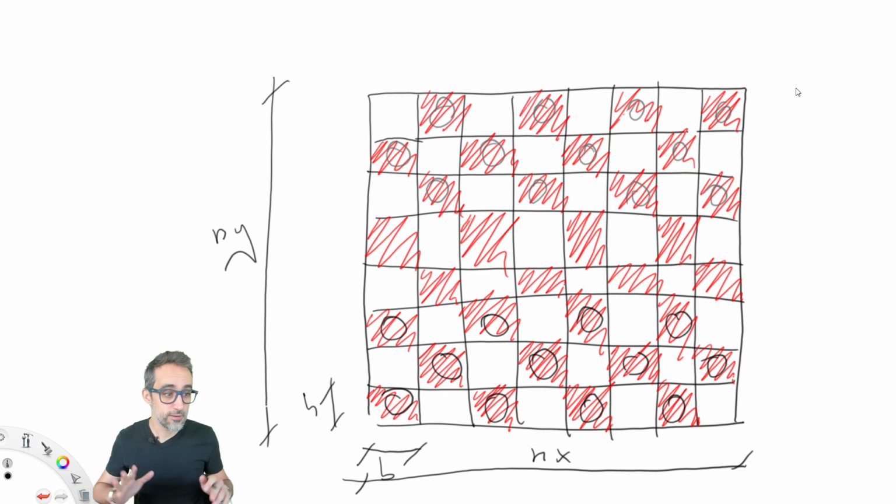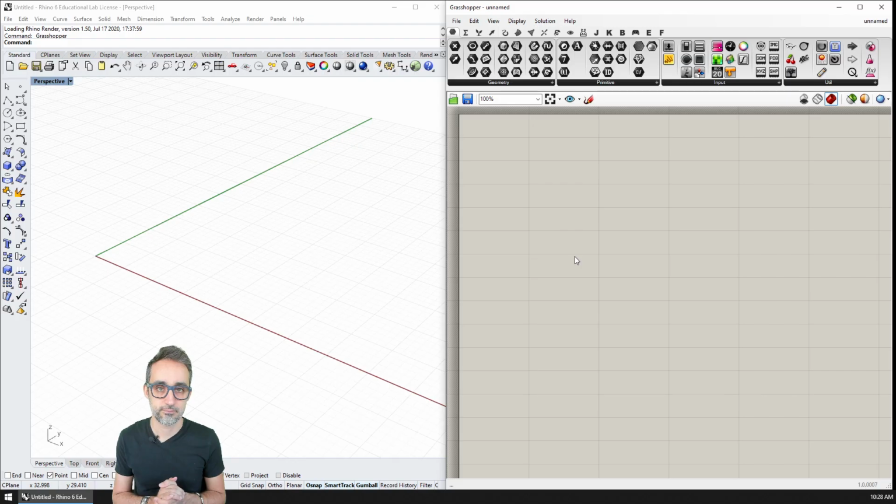So for each one of the steps, we will go back to the diagram and we will break down the logics of how we're going to do that. Okay, let's take a look at how to do the first thing, the grid in Grasshopper. All right, so let's get busy.